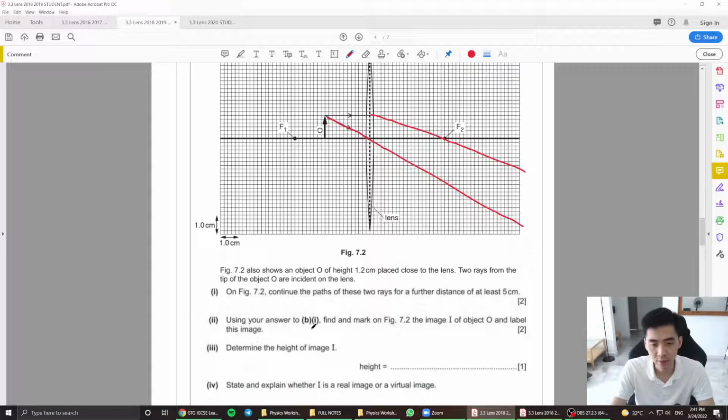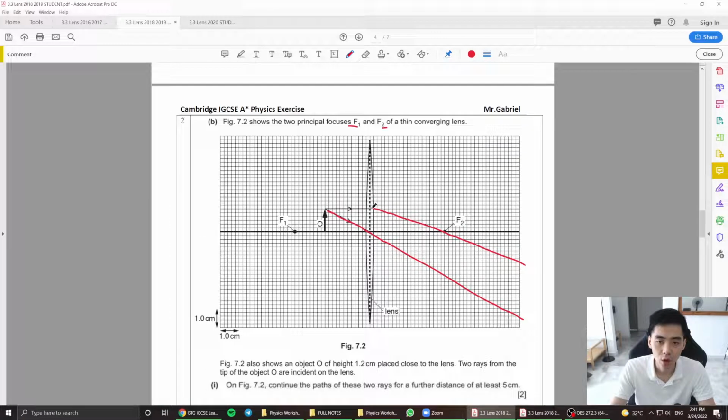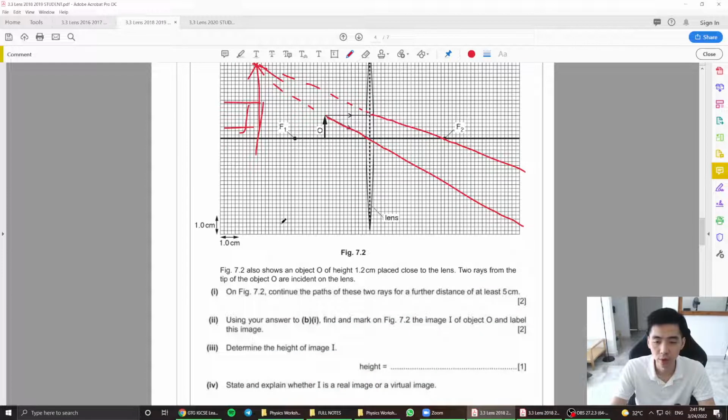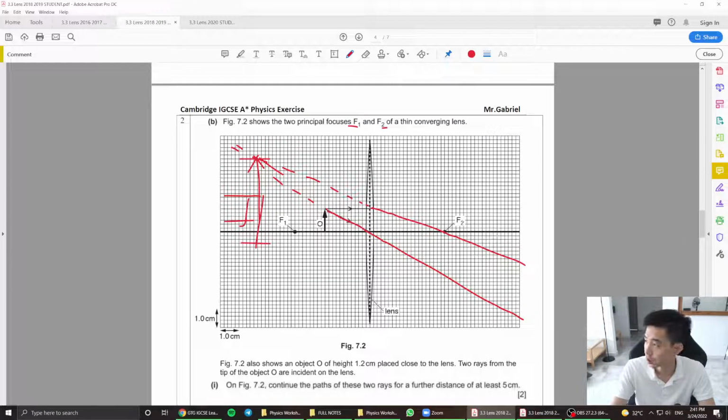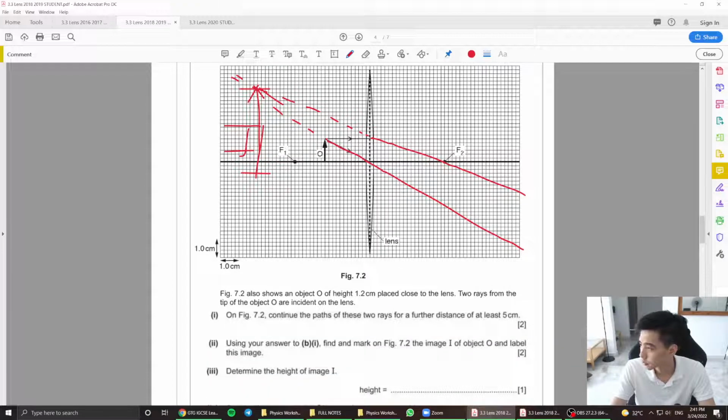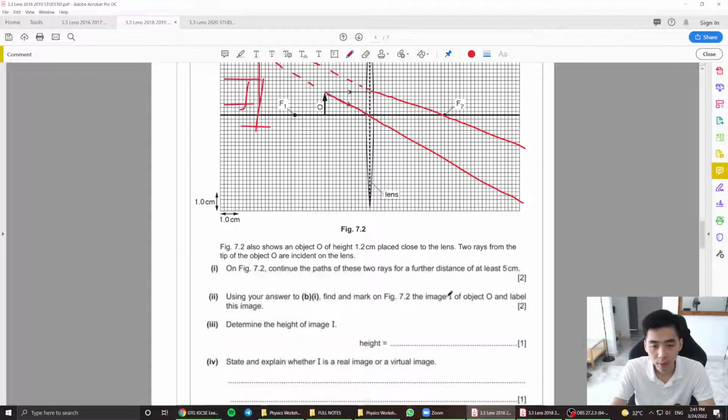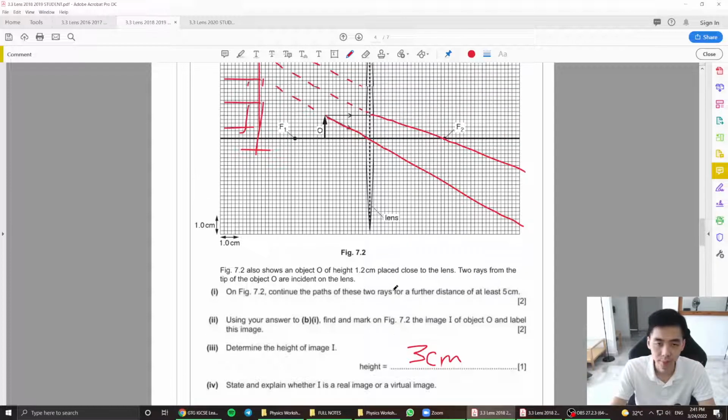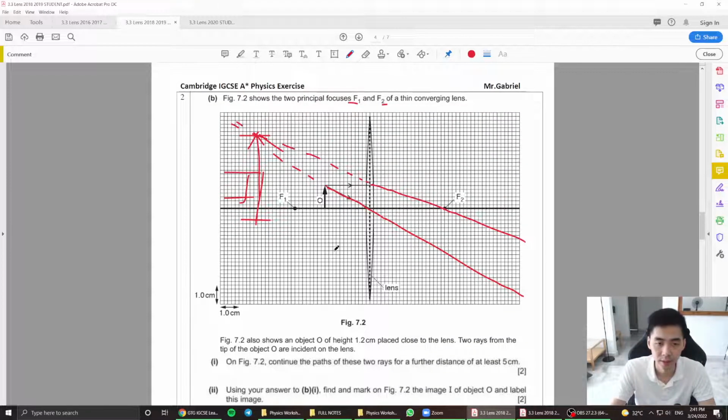Using your answer in B1, find and mark on Figure 7.2 the image I of object O, and label this image. You're basically supposed to draw the dotted lines here. Wherever they meet, that is essentially where your image is, and you're supposed to measure the height of this image, which is somewhere around 3 cm. I think it will be somewhere around 3 cm, right? But you're supposed to do it properly in the exam, right?